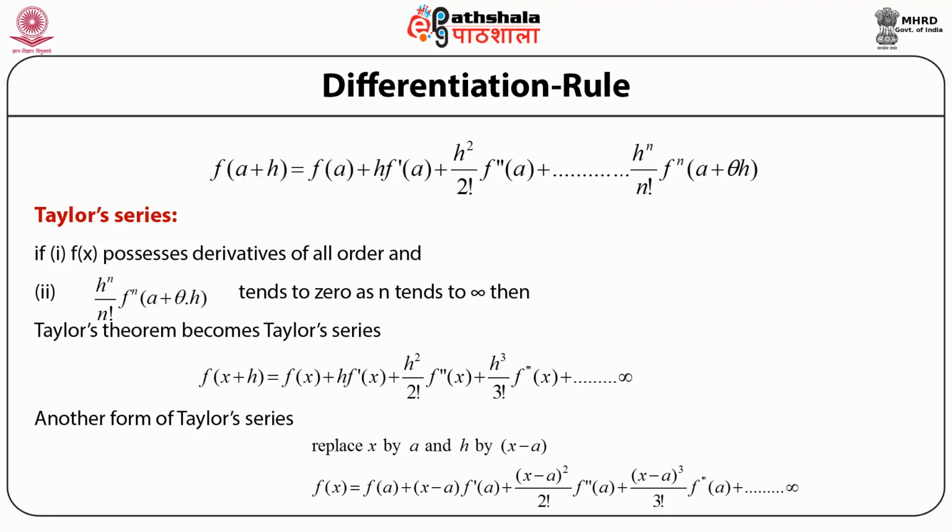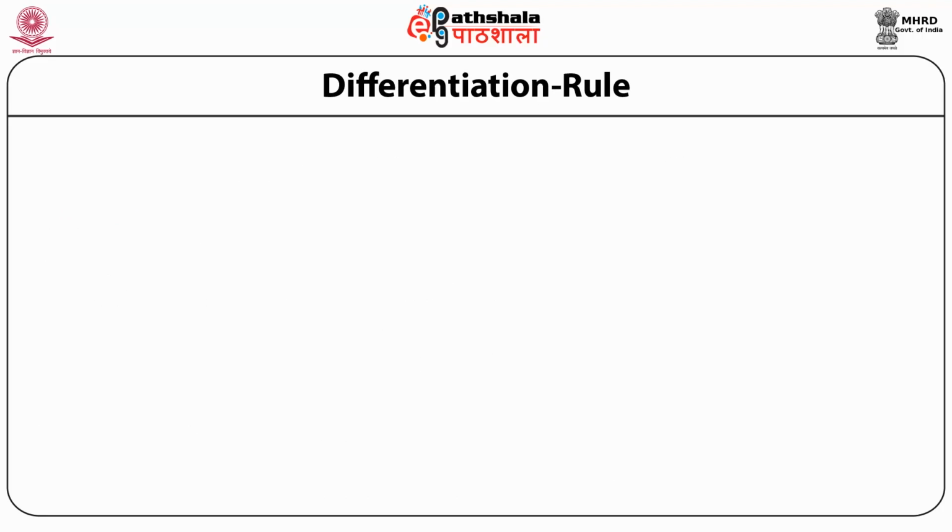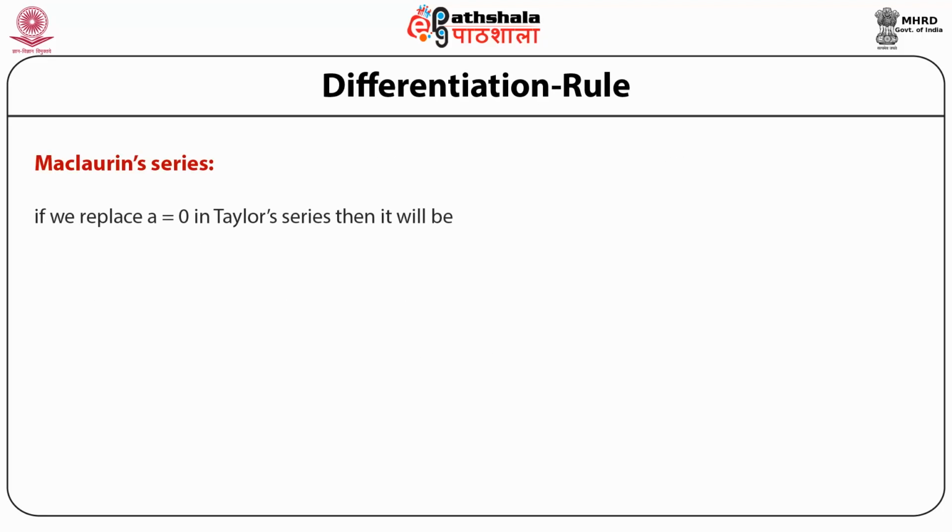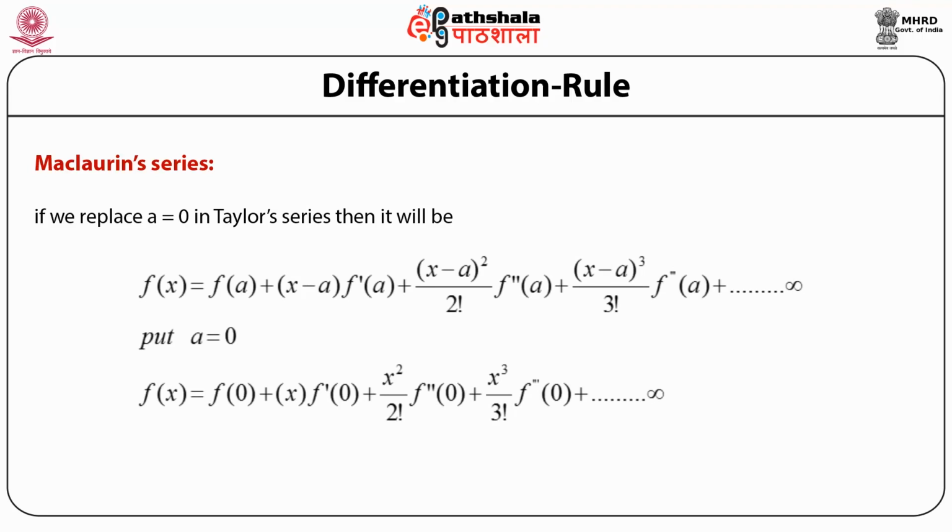f of x is going to become f of a plus x minus a into f dash of a plus x minus a squared divided by 2 factorial f double dash of a, and so on. Differentiation rule, Maclaurin series. If we put a equal to 0 in the Taylor series, then f of x is equal to f of 0 plus x times f dash of 0, and so on, and this is called Maclaurin series.